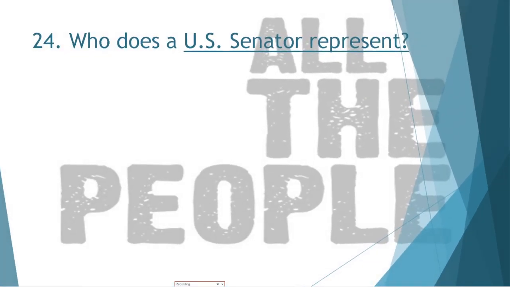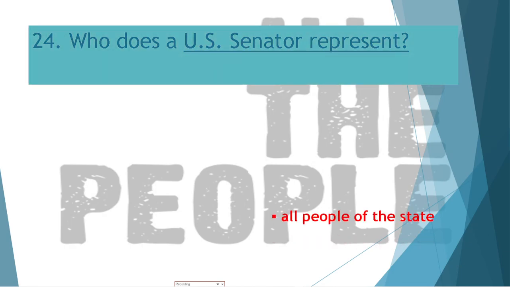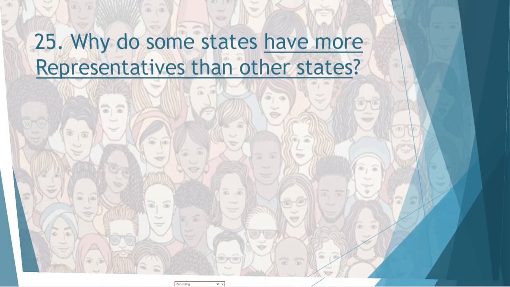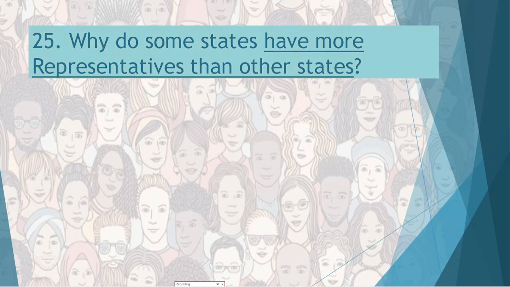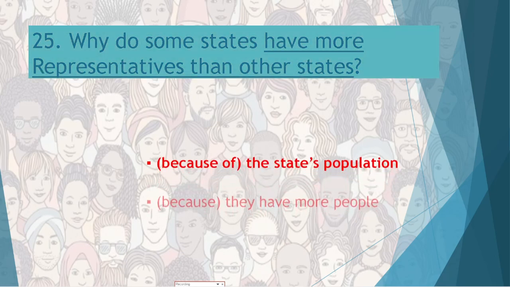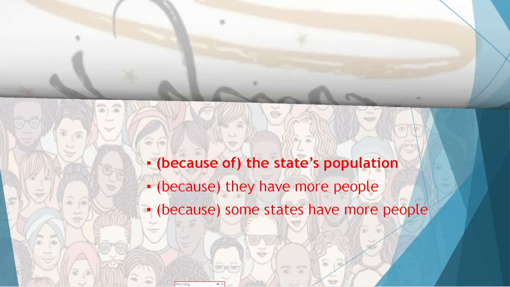Who does a U.S. senator represent? All the people of the state. Why do some states have more representatives than other states? Because of the state's population, because some states have more people.